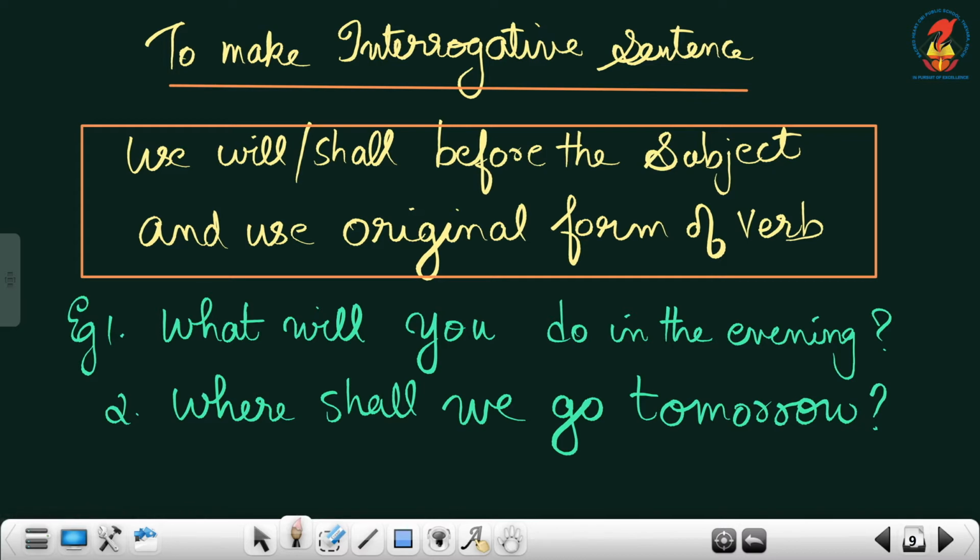See, what will you do in the evening? Which is the subject here? You is the subject. Before you, what do you have to add? You have to add will. Will you do in the evening? So here, what will you do, do is the original form of the verb. What will you do in the evening? Got it? So look at the subject. Before that, add will, and when you write the verb, it should be the original form.